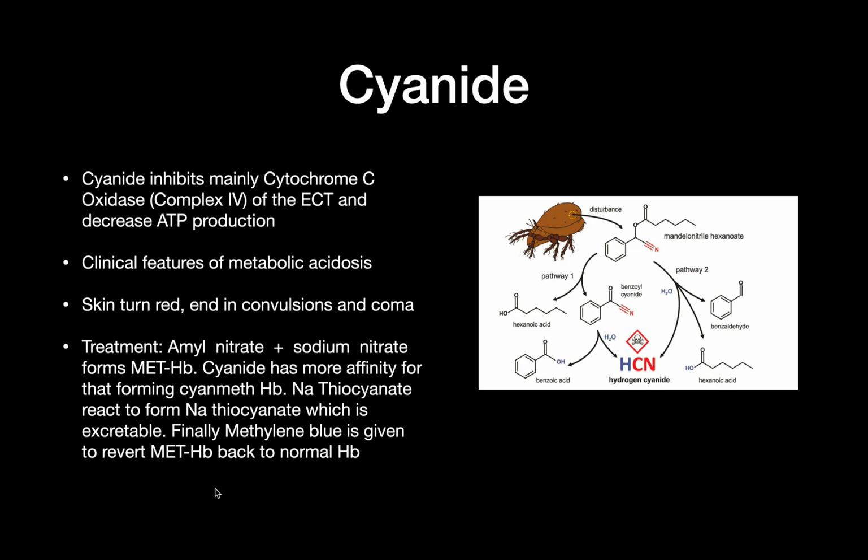So, cyanide. Cyanide is found in the pits of various fruits, such as apples and apricots. It's also converted to hydrocyanic acid from the combustion of burning acrylic and certain plastics. And you can also get it from smoke inhalation. Cyanide inhibits mainly cytochrome C oxidase, which is complex 4 of the electron transport chain, and decreases ATP production.